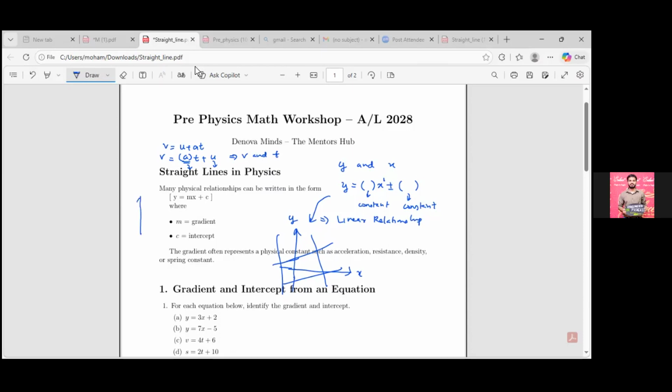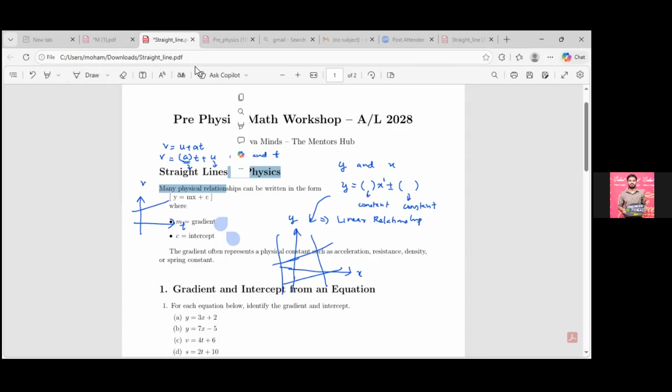And if you draw a graph between v and t, you will get a straight line, right? v equals some constant times t plus u. So u is also a constant, a is also a constant. So the relationship between v and t is a linear relationship, and you can draw a straight line between v and t, right? So now we can go into this.